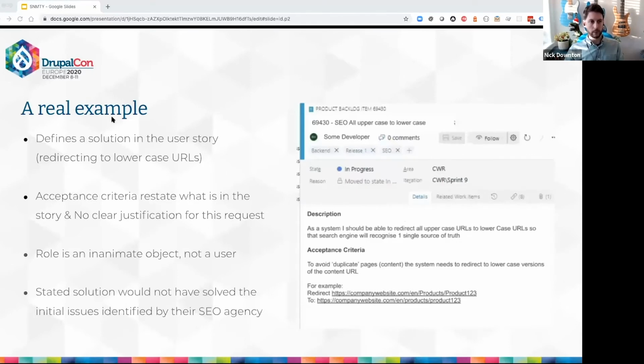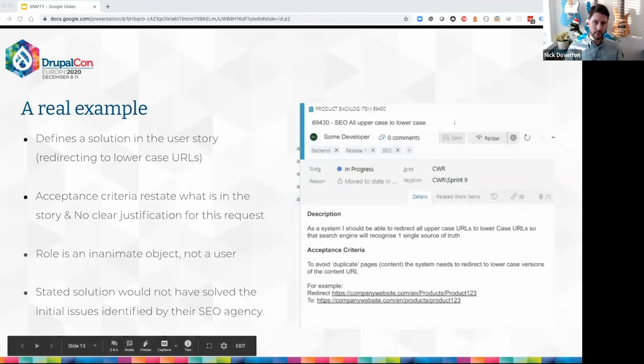So a couple of issues with this. First of all, it defines a solution in the user story, and that solution is redirecting to lowercase URLs. So that's our first flag. The acceptance criteria just restate what is in the story, and there's no real justification for this request. So I don't know why this is an issue. Why has someone just suddenly decided that uppercase URLs are a thing and a problem? And actually the stated solution didn't in any way solve the initial issue identified by their SEO agency. So there was a mismatch in understanding of the potential solutions, but also the actual problem.